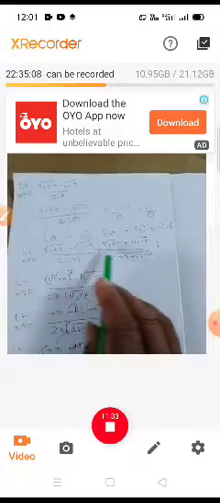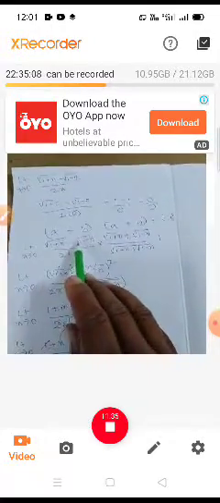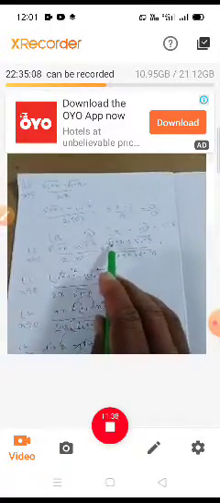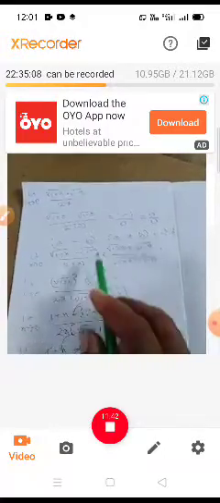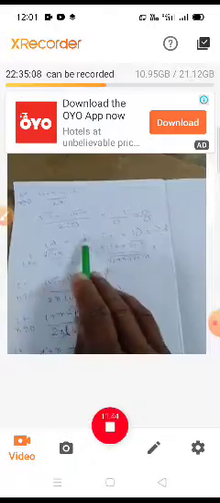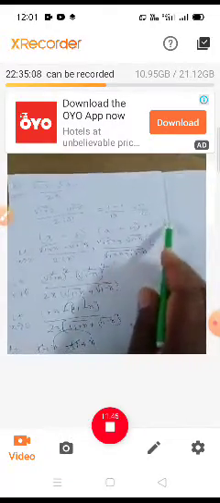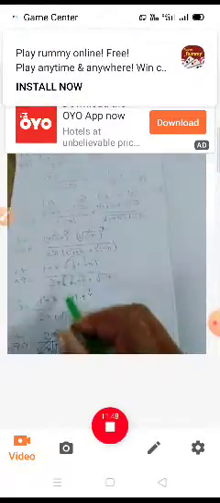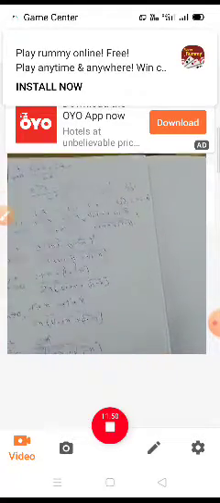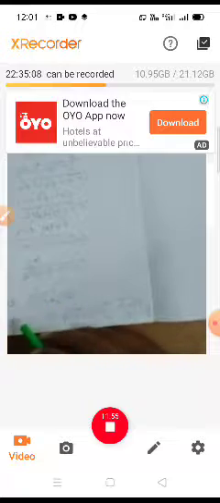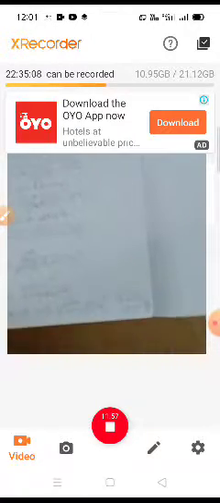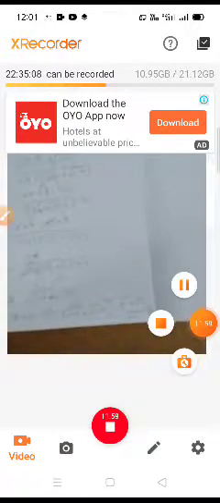The numerator is root of 1 plus x minus root of 1 minus x, multiplied by root of 1 plus x plus root of 1 minus x, divided by root of 1 plus x plus root of 1 minus x. The numerator contains a minus b times a plus b, that is the a square minus b square form. After simplification, we get 1 by this value. Substituting x equal to 0, we will get 1 by 2.